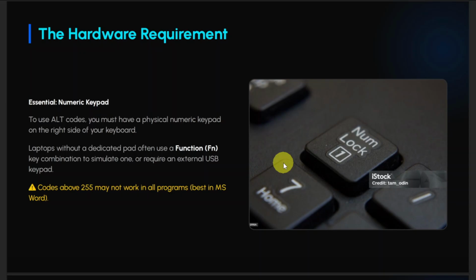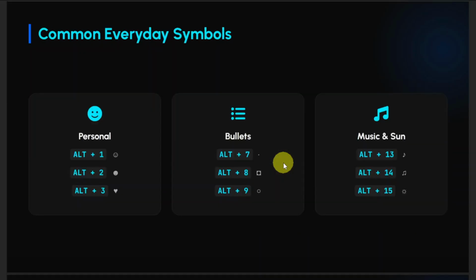That's reserved for numbers. The other thing you have to remember is codes above 25 to under 55 may not work properly in all programs. They are based in MS Word, but they may not work in other programs. So you might need to use Unicode plus Alt plus X. These are the common everyday symbols. The smile is Alt plus 1, and Alt plus 3 is the love symbol, and others. Go ahead and check this one.